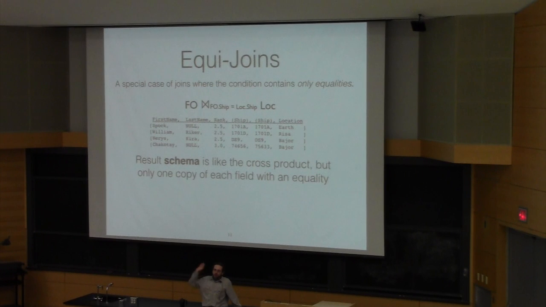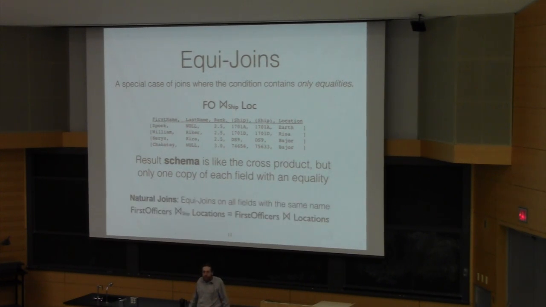Yet another example. Raise your hands, because odds are the mistake is on my part and I want to know what that is. Okay, so the result schema is typically the same as the cross product. In certain cases, if you're doing an equi-join, often by convention the equally named or identical schema elements can get dropped. If the value is the same, why do you need two copies of it?